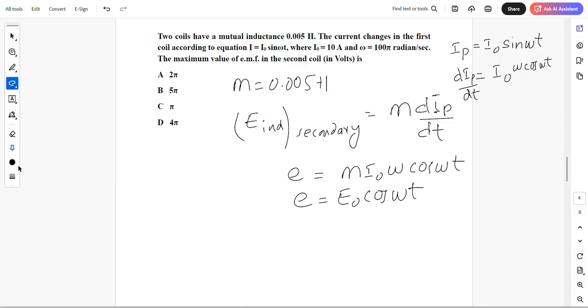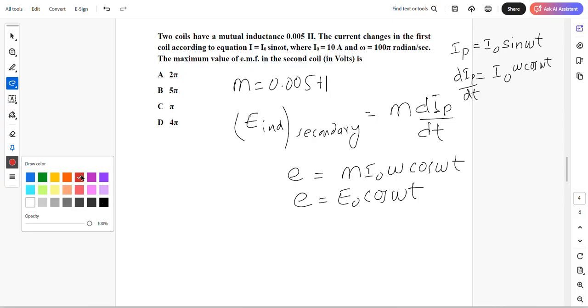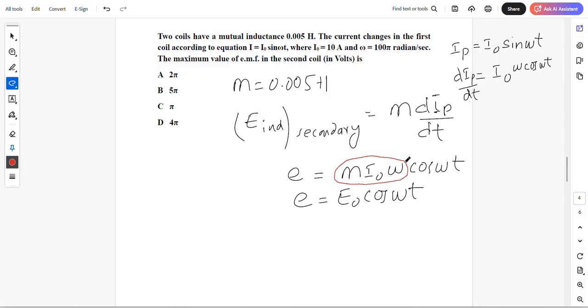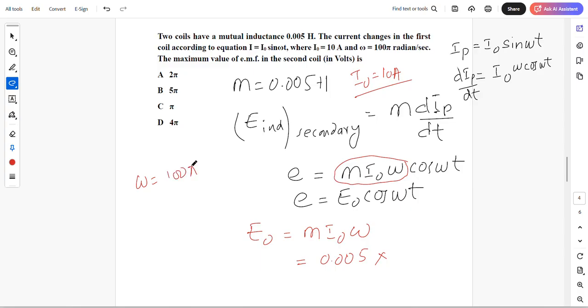The maximum value of the EMF induced here in the secondary coil is M I naught omega. That is the maximum value of the EMF. E naught is equal to M into I naught into omega. M is equal to 0.005. I naught they have given 10 amperes. And omega they have given is 100 pi radians per second.